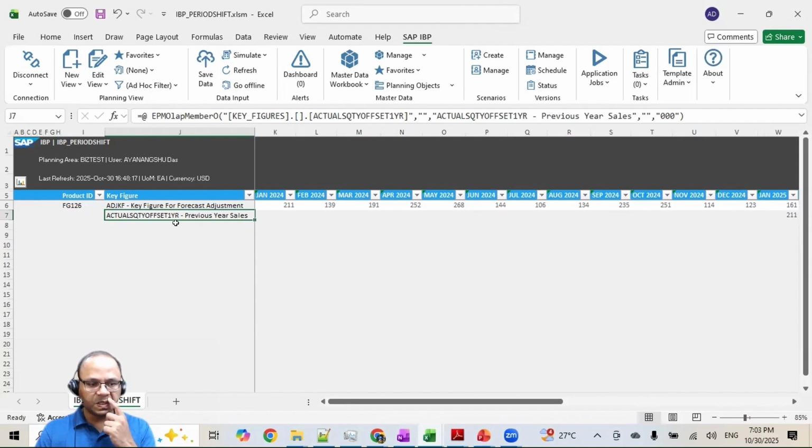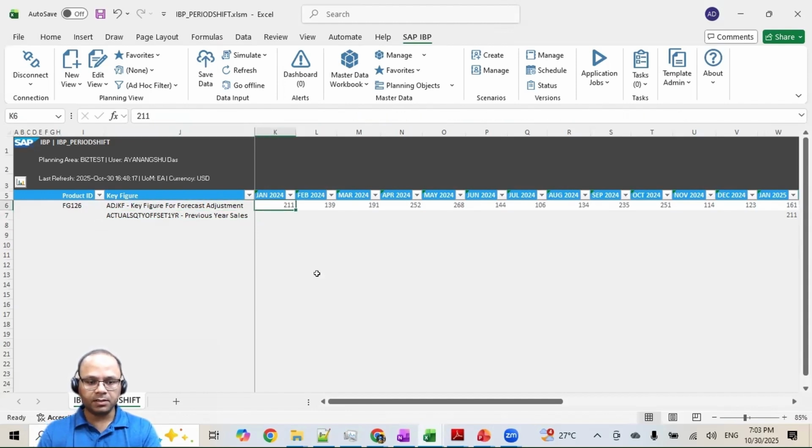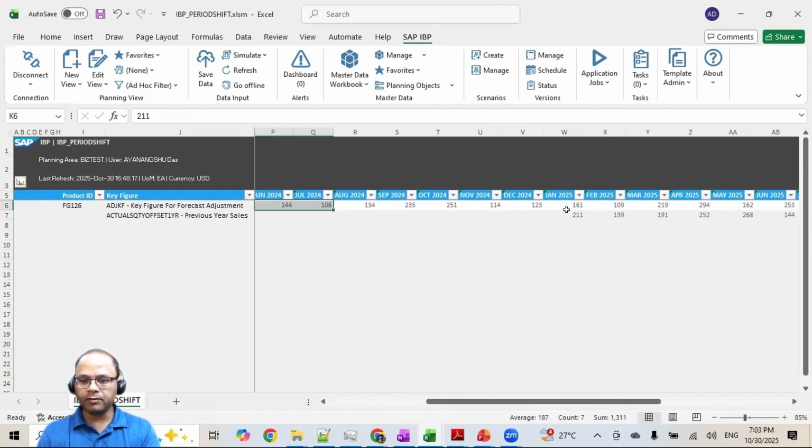So this is the key figure offset for 1 year that I have created, which is shifting the key figure value by 12 months. So whatever we see over here for the values in 2024 are shifted by 1 year, and displayed side by side along with the current year's forecast.